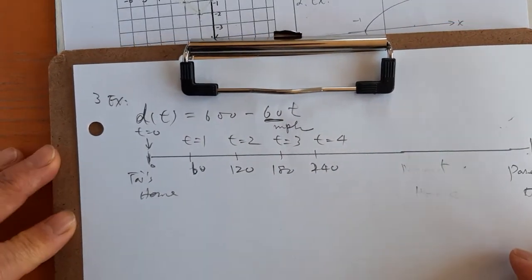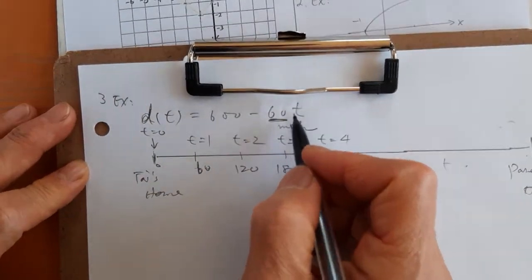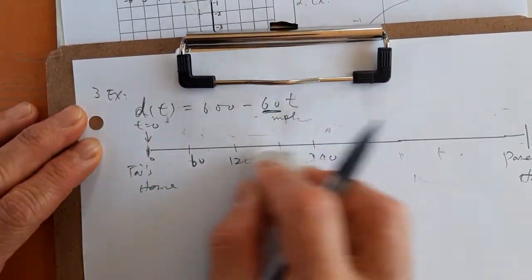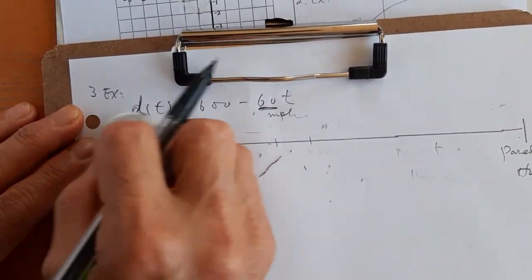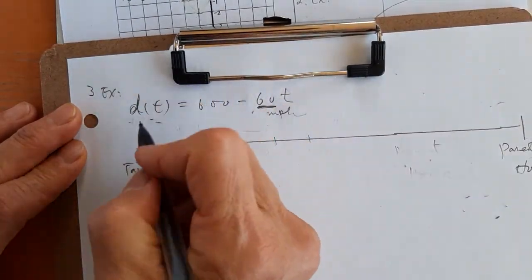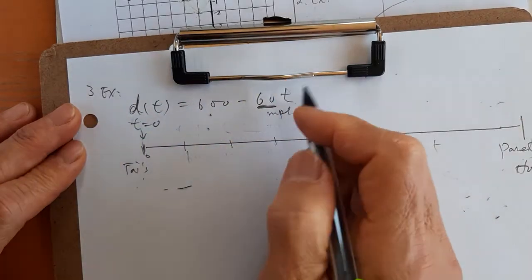So when t equals 0, if you use this formula, when t equals 0, you plug it in.